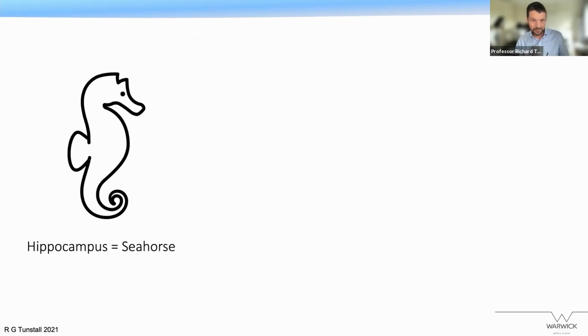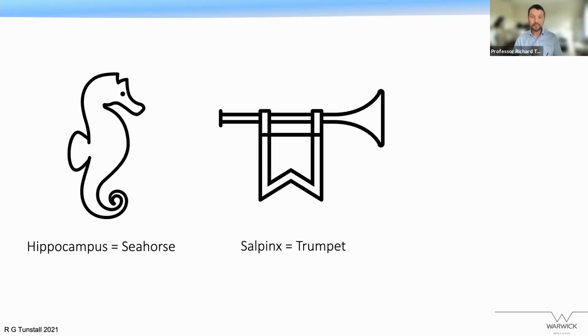Here is a seahorse. The genus that seahorse belongs to is hippocampus. And some of you may have heard of the hippocampus, being a region of the brain. When we view that region in cross-section, it has the curled shape of a seahorse, hence its name. Another name you'll see anatomically is the salpinx. The word salpinx translates to trumpet.